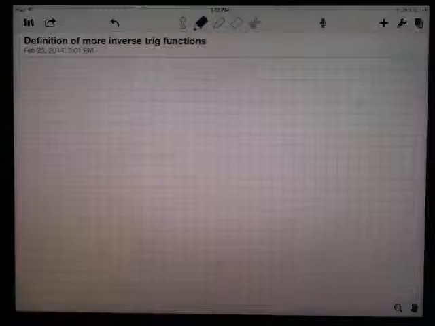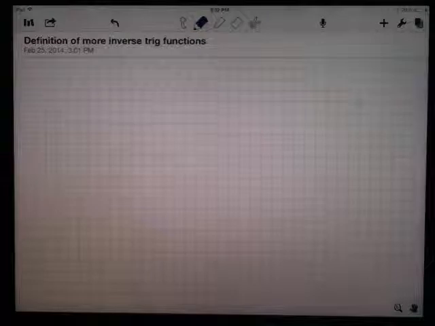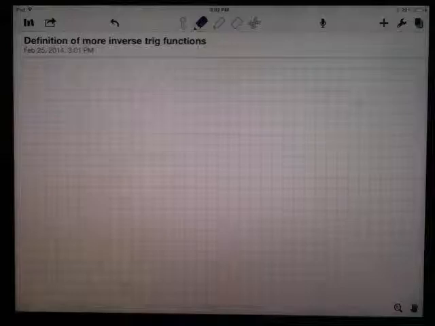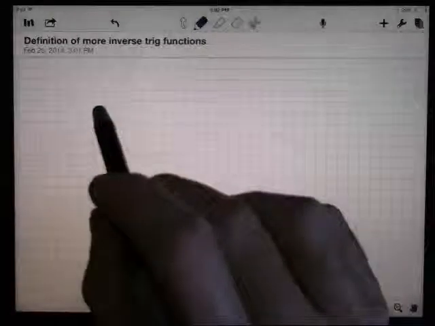In the last video, we took a look at the definitions of the inverse sine, inverse cosine, and inverse tangent. I now want to look at the other three. But something I want to notice here.